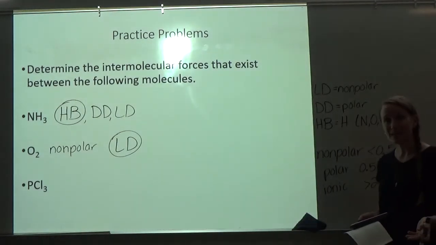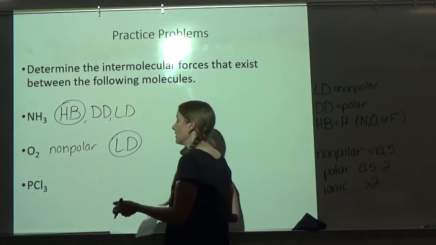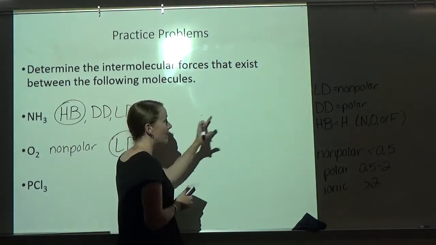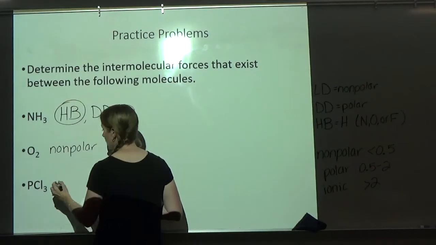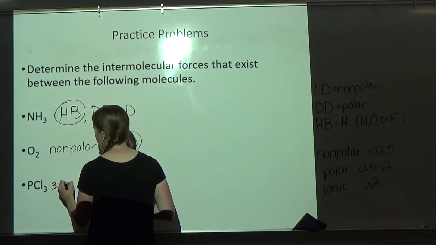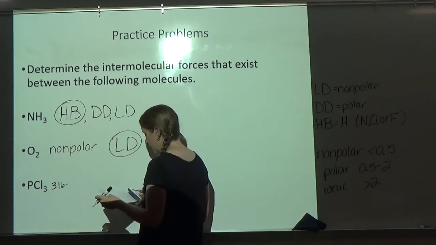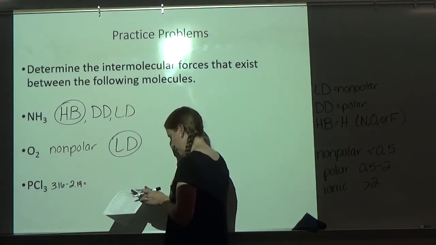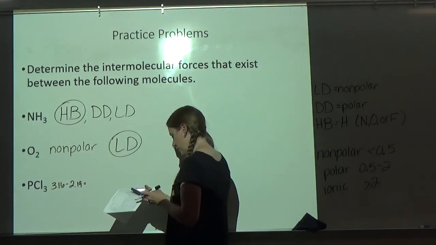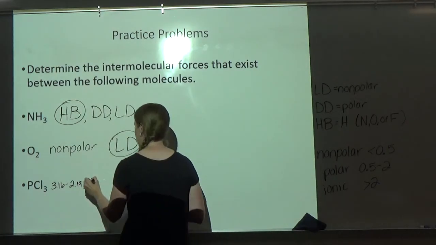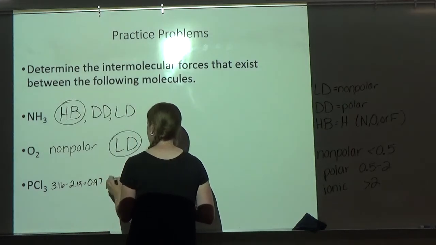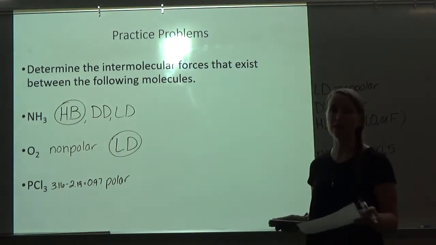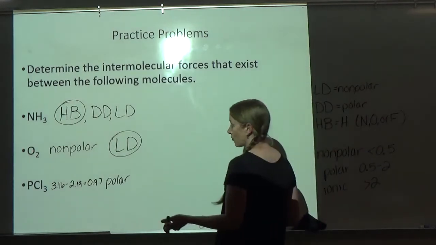Alright, last one is PCl3. So I know it's not hydrogen bonding, there's no hydrogen, so now I need to determine is it polar or nonpolar. So my number for Cl is 3.16. My number for P is 2.19. So I do 3.16 minus 2.19, and I get 0.97. So that implies it is polar, but I do need to see if my bonds cancel out, like my dipoles cancel out, so I do need to draw it.